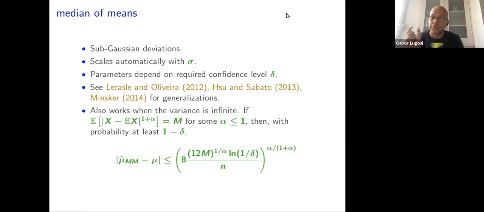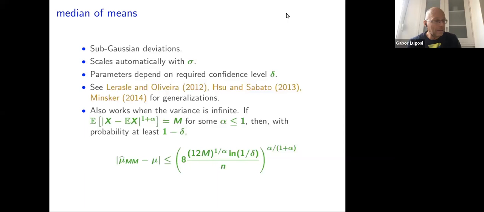So if you want an estimator that works with probability 99%, delta equals 0.01, then I give you an estimator. But if you want an estimator that works with a different probability, it's a different estimator. So the estimator depends on delta, and I'm not going to go into that, but such a dependence is actually necessary, in some sense. We can't expect sub-Gaussian estimators that work for all deltas.